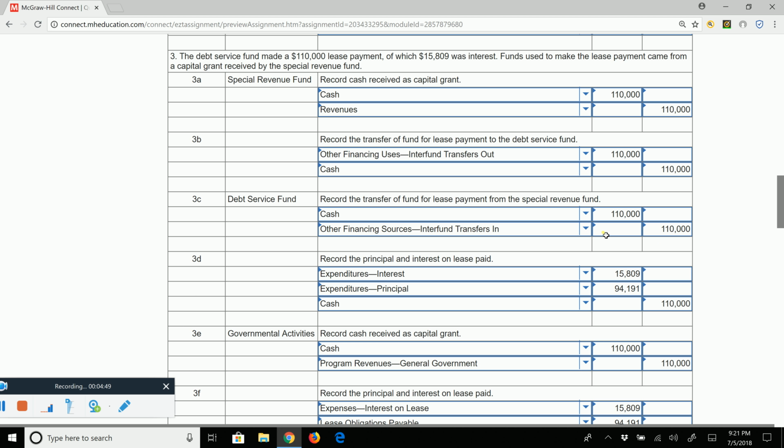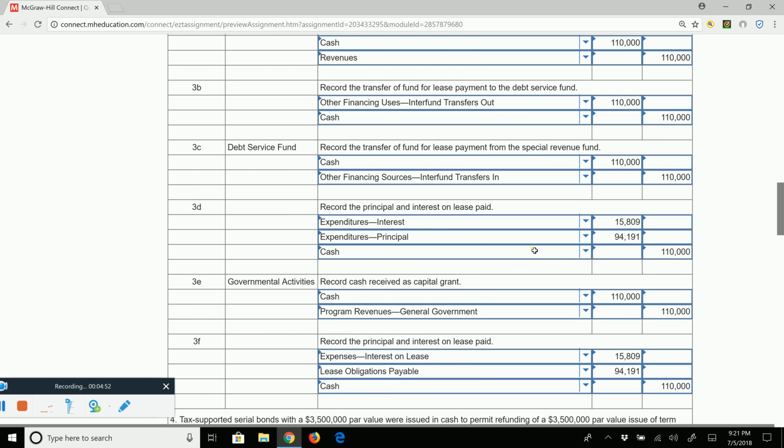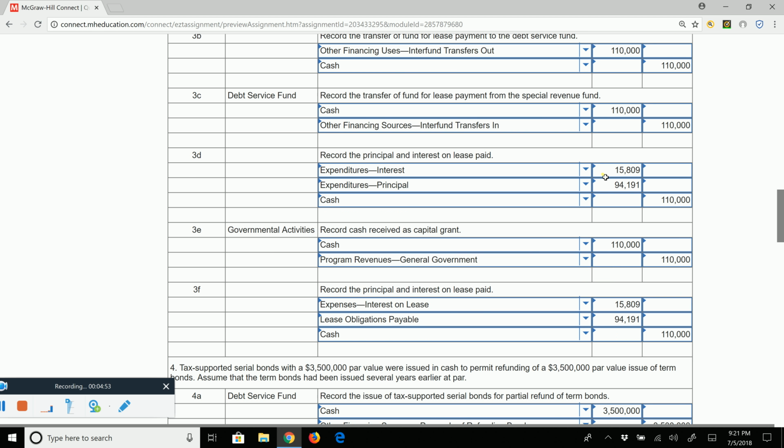That $110,000 is then immediately spent. Principal and interest in the debt service fund are both expenditures. This is the way modified accrual works. Remember, there are no long-term liabilities here. It's all expenditures. However, on the government-wide statements 3F, the interest is an expense, but the principal payment goes to a debit to the liability. That is the difference between the accrual and the modified accrual.